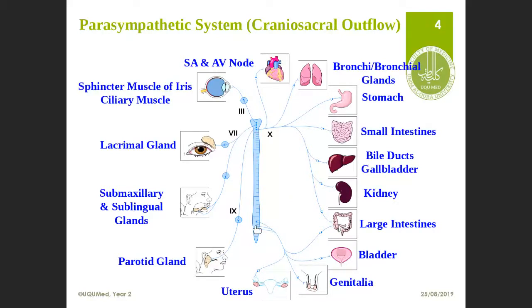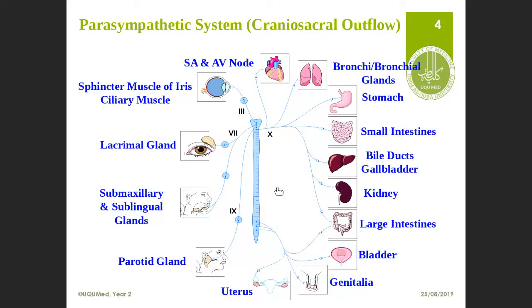But to the bladder, genitalia, uterus, and large intestine, there are three spinal cord nerves, called the sacral spinal cord nerves, S2, S3, and S4. And there is no involvement of the paravertebral or prevertebral ganglia in the parasympathetic stimulation.